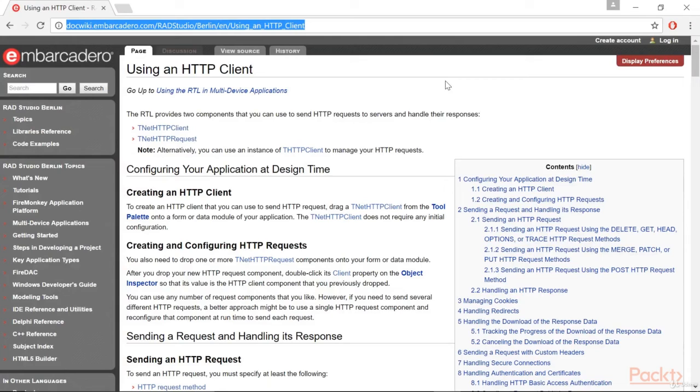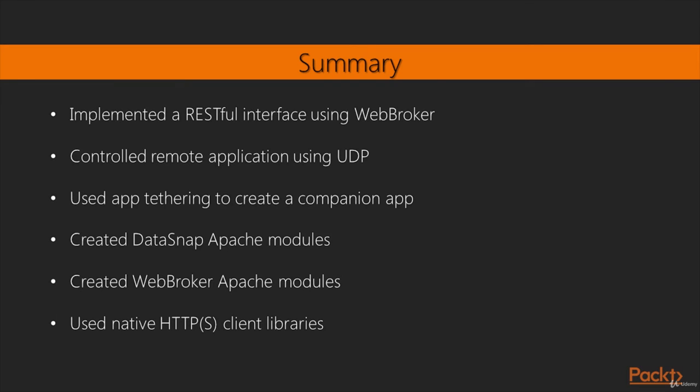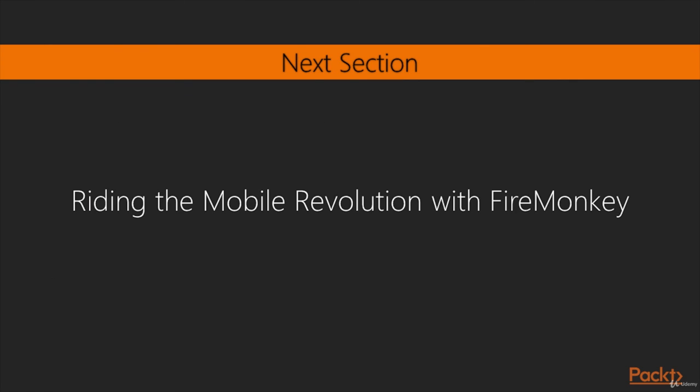Great! We've successfully learned how to use native HTTPS client libraries. This video concludes the last video of this section. In this section, we've learned how to implement a RESTful interface using Web Broker, and then we've seen how to control remote application using UDP. After that, we learned how to use app tethering to create a companion app. Also, we've created DataSnap Apache modules and Web Broker Apache modules. In the last video, we've learned how to use native HTTPS client libraries. In the next section, we'll learn about Mobile Revolution with FireMonkey.